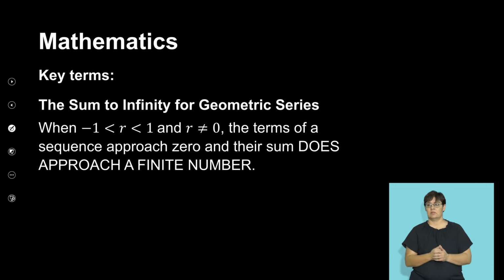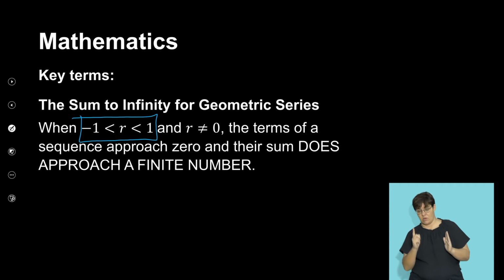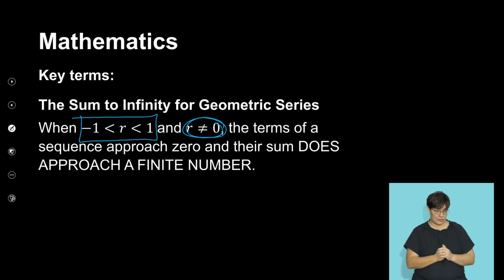So the next part of geometric series is the sum to infinity. The sum to infinity applies when my common ratio is between -1 and 1, and the ratio is not equal to 0. So essentially, it's when it is a proper fraction.